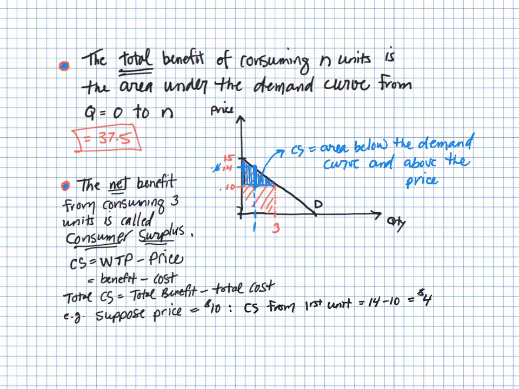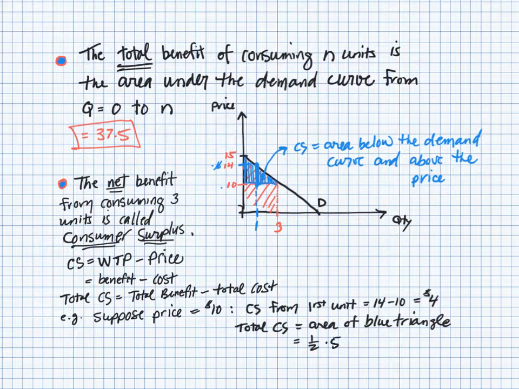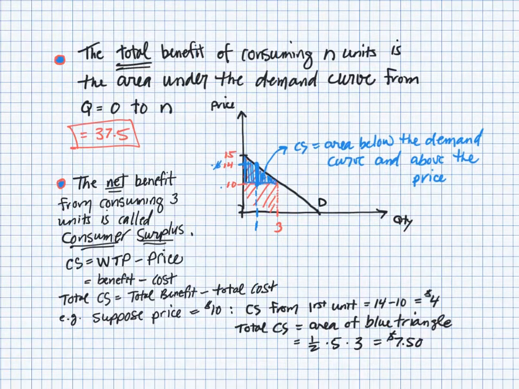If we want to calculate the area of that triangle, we need to use the formula 1/2 times the base times the height. In this case, 1/2 times the height of the triangle, which is 5, times the base, which is 3. So just like in the other page here, the total consumer surplus is equal to $7.50.